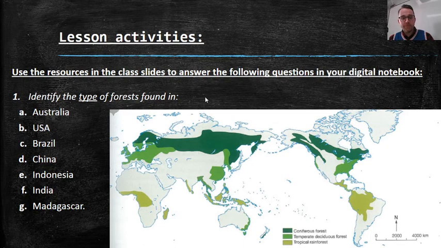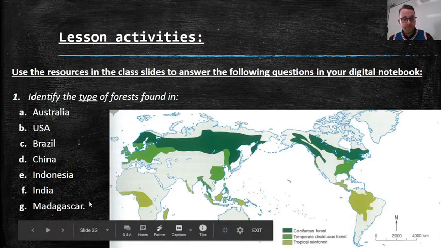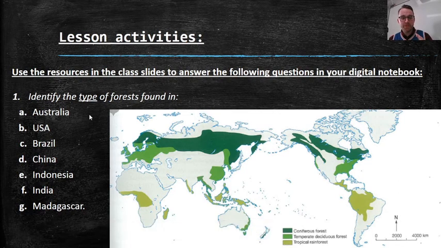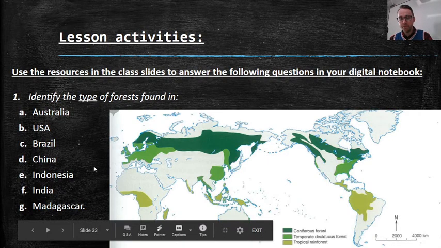Identify the type of forest found in, and then you've got 1, 2, 3, 4, 5, 6, 7 locations around the world. You might need a map for this one. And you just need to tell me what is the main type of forest you find in Australia. So you type 1A, Australia, one of those 3. There we go. 1B, USA, Brazil, China, etc., etc. So that one's really straightforward.